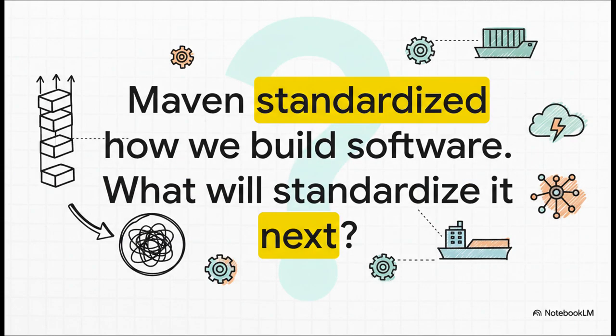So at the end of the day, Maven brought order to chaos. It gave us a common language, a common structure for building software. But now our world is getting even more complex, right? We have containers, cloud-native architecture, the whole shebang. So it really makes you wonder, what's going to be the next tool, the next idea that standardizes it all for us again? Something to think about.